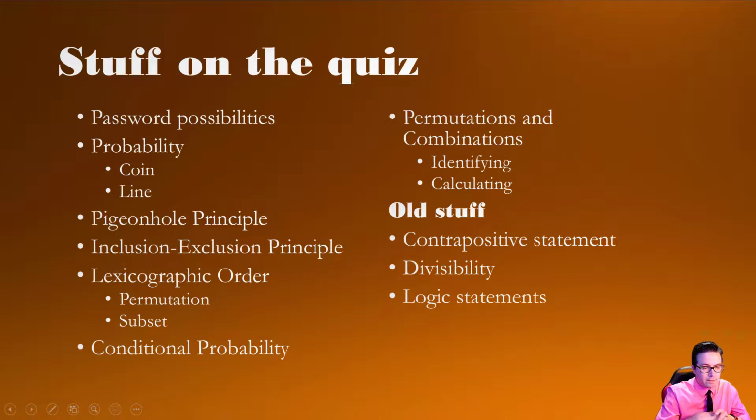There's also contrapositive statements where I'm going to give you a statement. You tell me what the contrapositive statement is. There's also divisibility. Remember, divisibility is A divides B, means that B is a multiple of A, right? And so it doesn't necessarily mean that B is more than A. It could be less than A. It just means that there's some number that we can multiply by A to get B. And then also logic statements. So if you have not done well on those in the past, make sure you look over your notes. And that's all that I have.